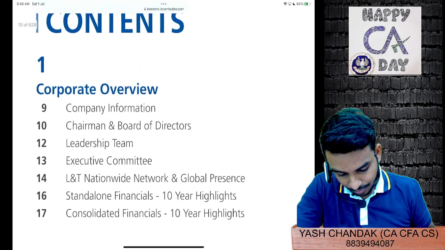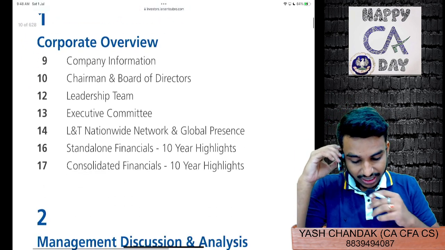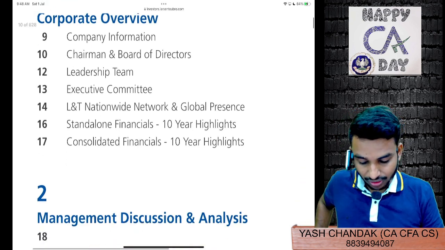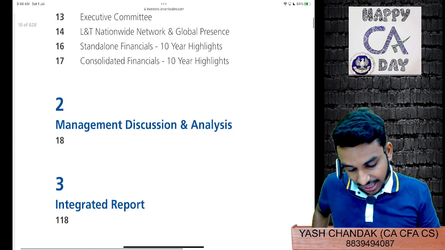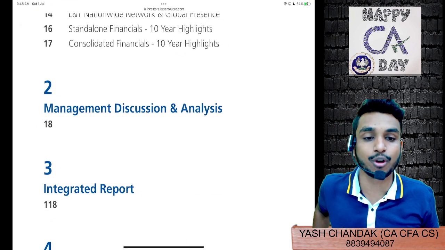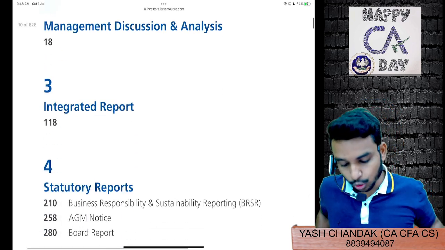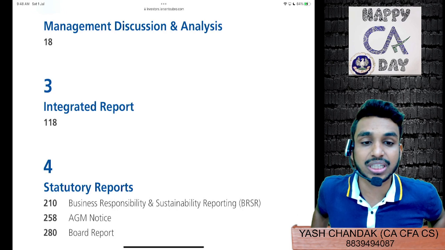You will see company information is there, right? Chairman report, board of directors report, leadership team, executive committee, L&T nationwide network, and then SFS, CFS. Then see where MADA starts. Management discussion and analysis is starting from page 18 and it runs through page 117. From page 18 to page 117, MADA is 100 pages.